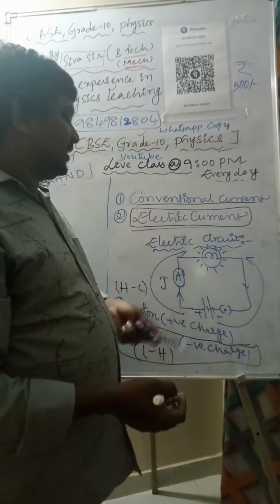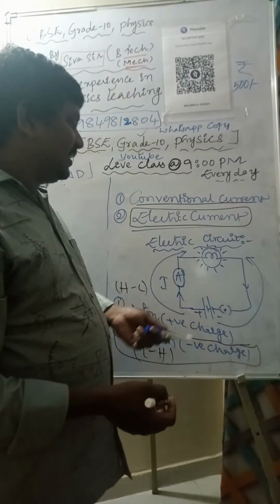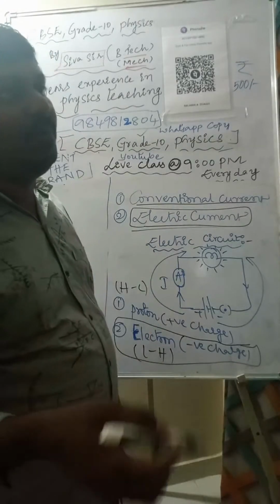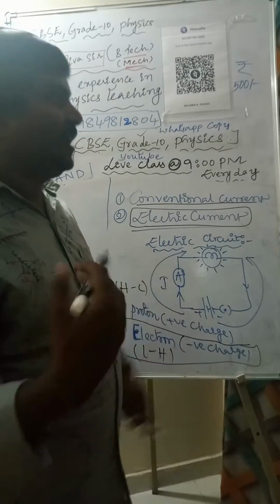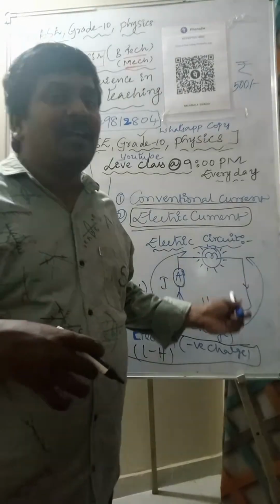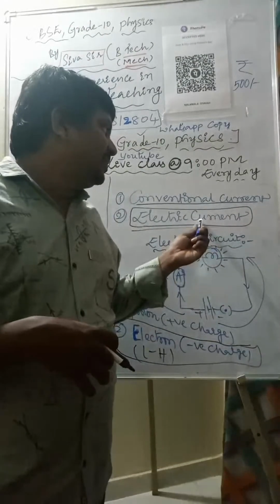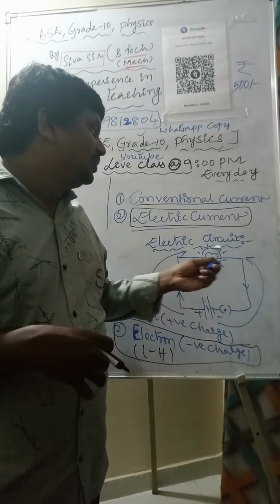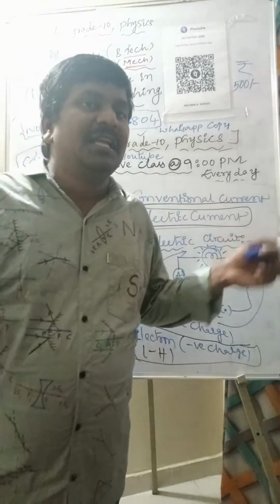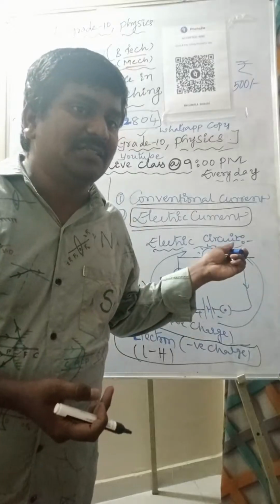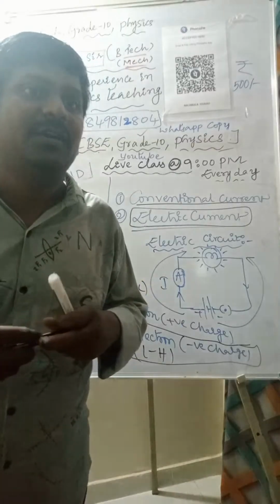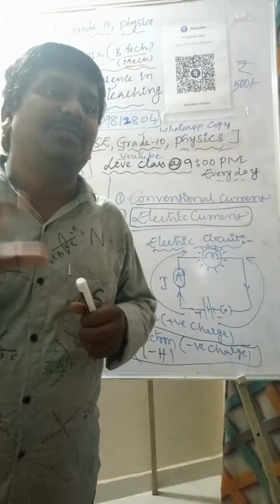These two points are also expected: conventional current and electric current, the flow of positive charges, and the direction. One more point: the direction of flow of positive charges is considered the direction of conventional current, and the direction of electric current is the direction of flow of electrons. There are a number of points we can take from this one concept, and from an MCQ point of view these points are very important.